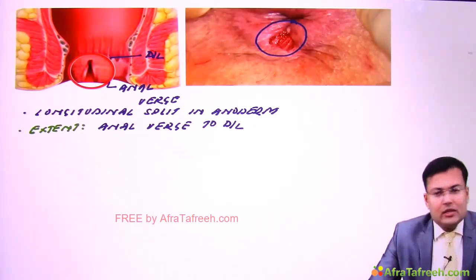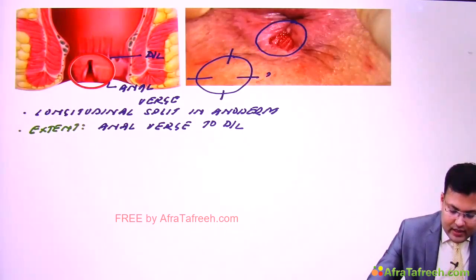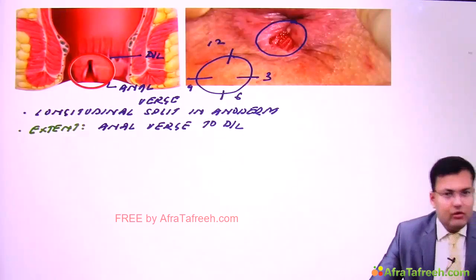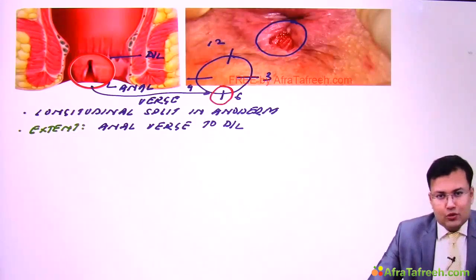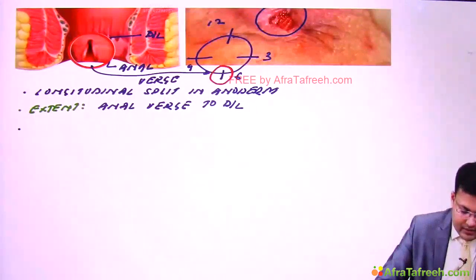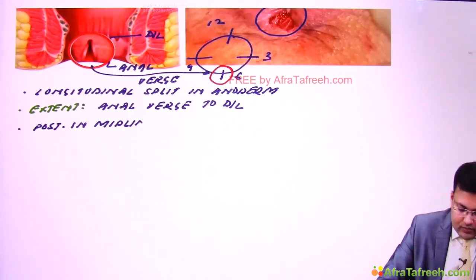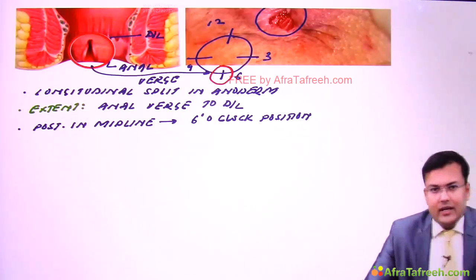The question was asked, what's the location? So suppose this is a clock. Imagine it's a clock. This is 3 o'clock, 6 o'clock, 9 and 12 o'clock position. So what's the location? Here you can see it's located at 6 o'clock position. So it is located posteriorly in the midline or 6 o'clock position, right?